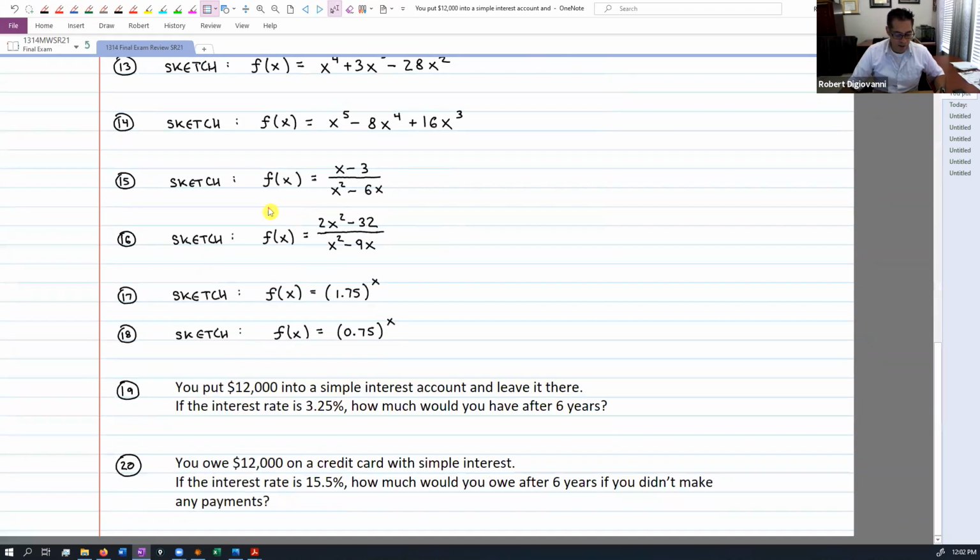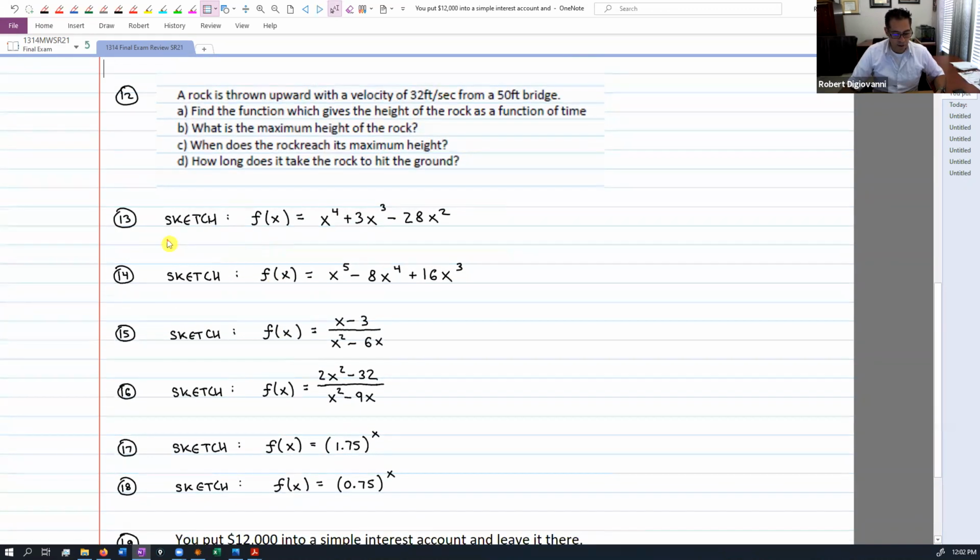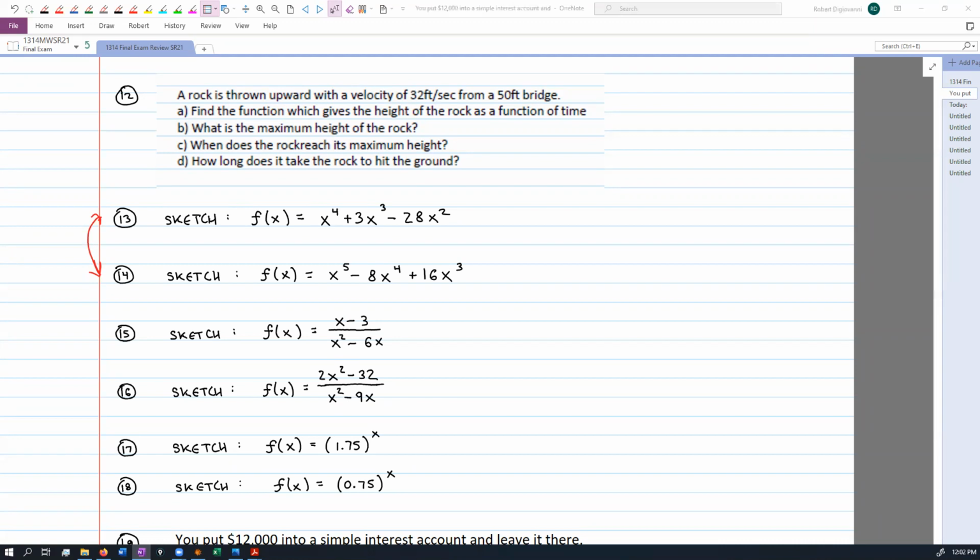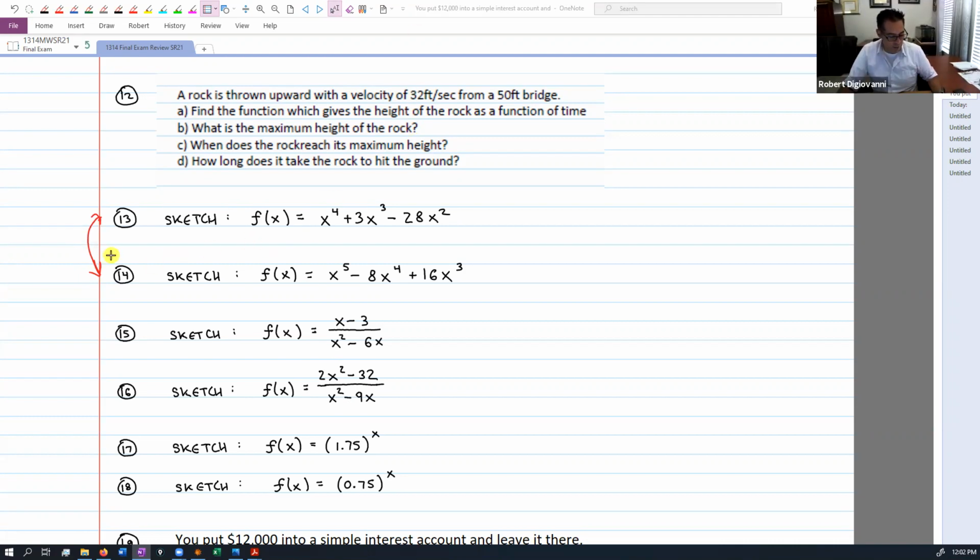All right, now we get to the sketching. Let me do one of these. I'll let y'all pick. I'm going to do either 13 or 14, if anyone's still there paying attention right now. 13 or 14, what do you want? Let's do 14. Okay, I'll do 14 and I'll leave 13 to you.